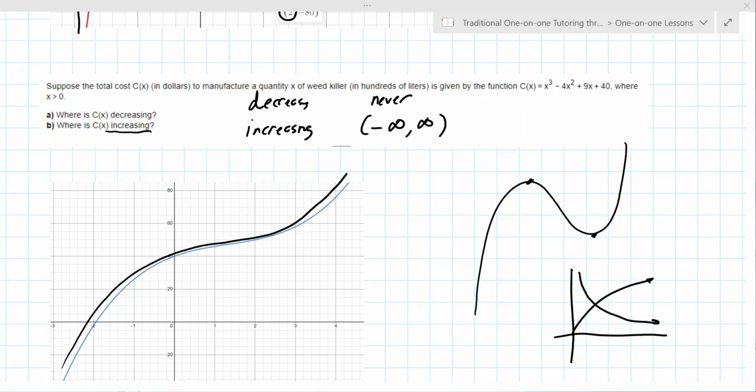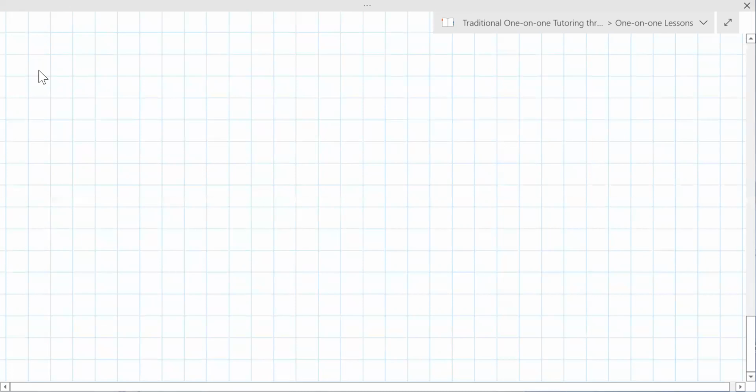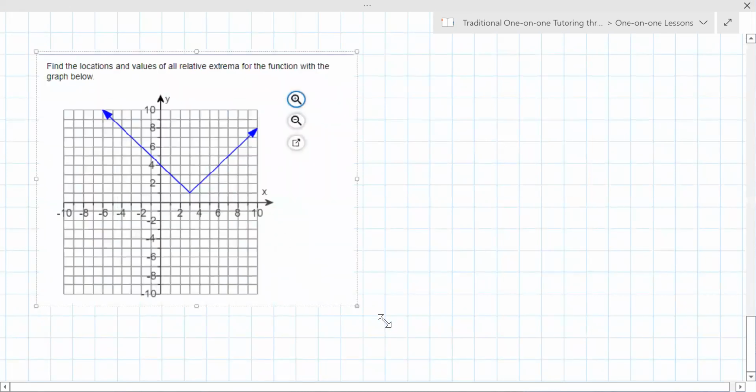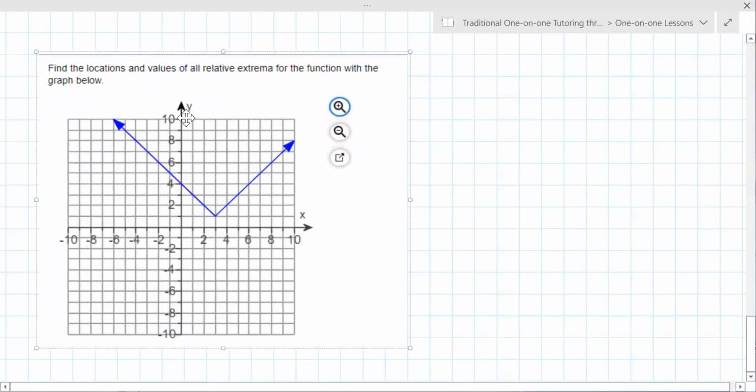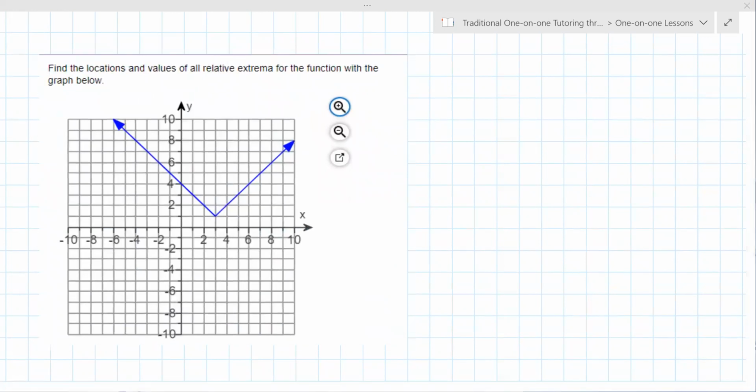Going on to 5. I do have it. Okay, it says find the values of all relative extrema for the function with the graph below. So extrema are kind of the following here.